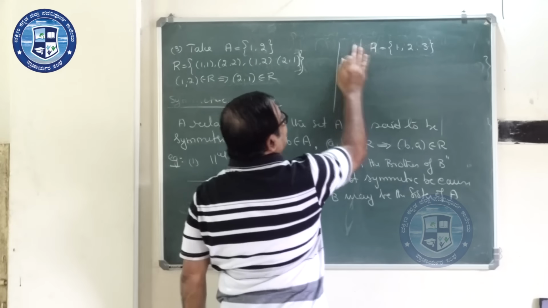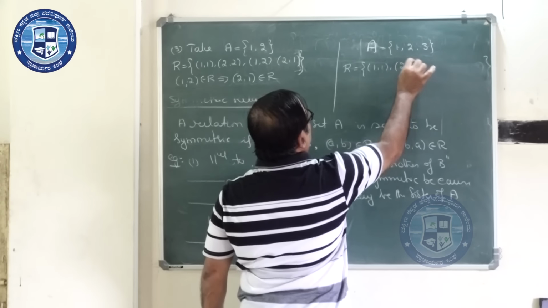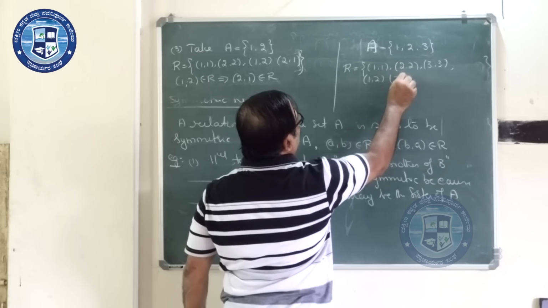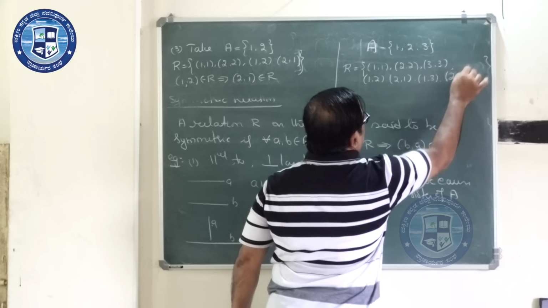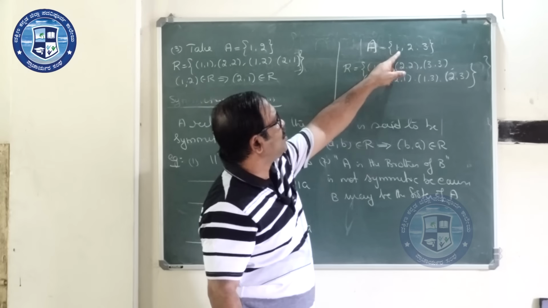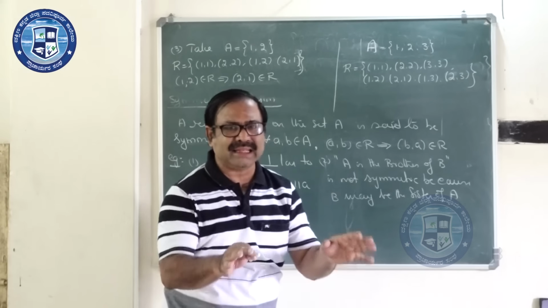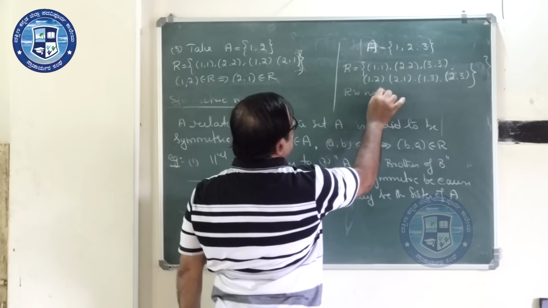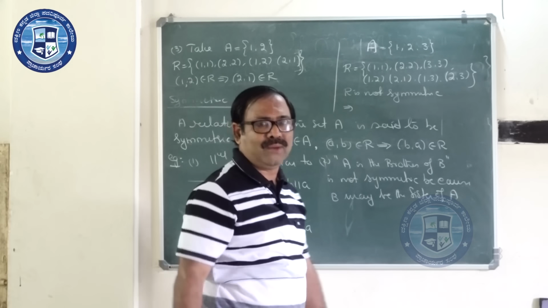Now I will write another example here. See, R is equal to (1,1), (2,2), (3,3). I write (1,2), (2,1), (1,3), (2,3). Now read this relation. I have got A is equal to {1,2,3}. Now (1,2), (2,1), (1,3), (2,3). Is this symmetric? No. R is not symmetric. Why is it not symmetric? Tell me, what is the reason?